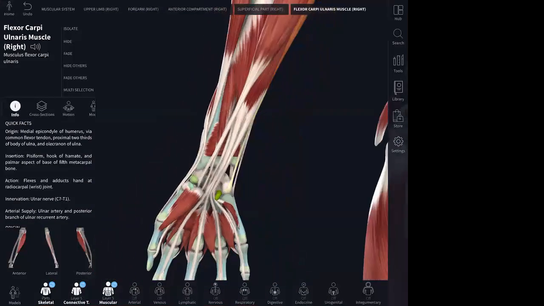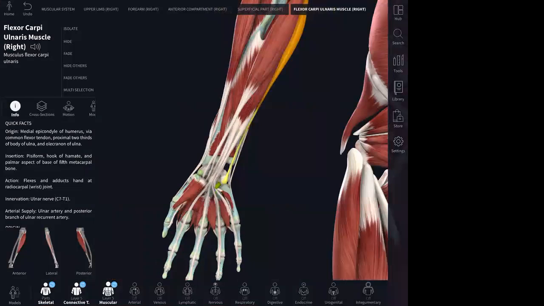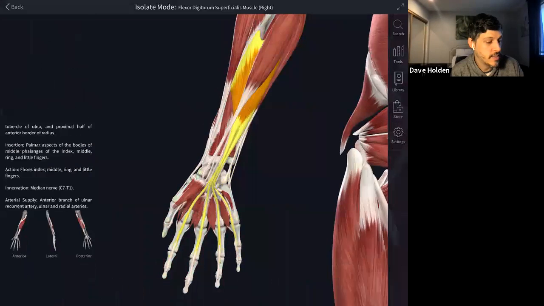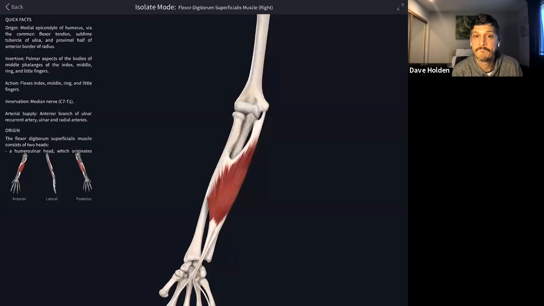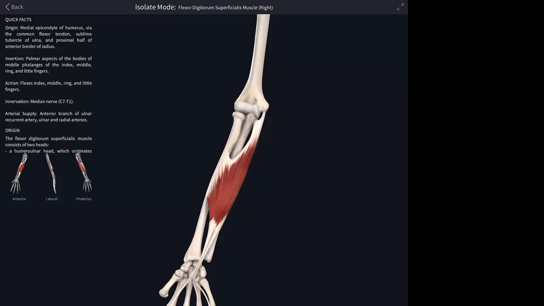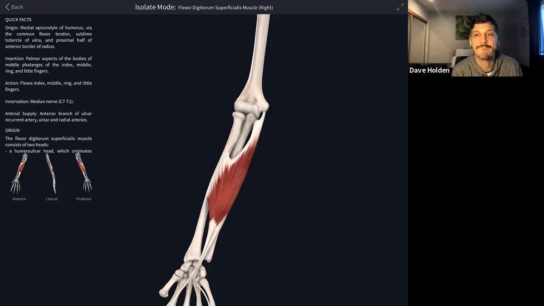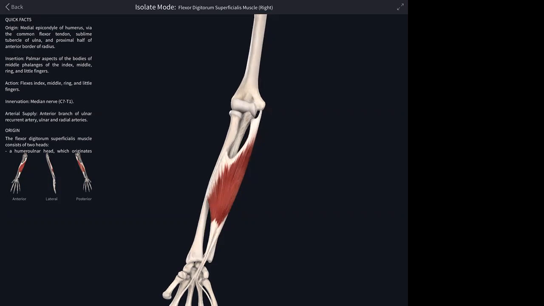Dave, isn't it crossing the elbow joint too? It does not cross the elbow joint. Oh, it goes alongside it, like around it? Alongside. It does not. Got it.